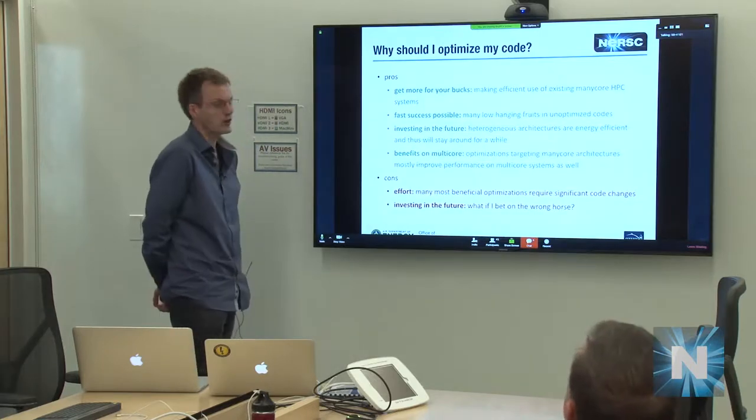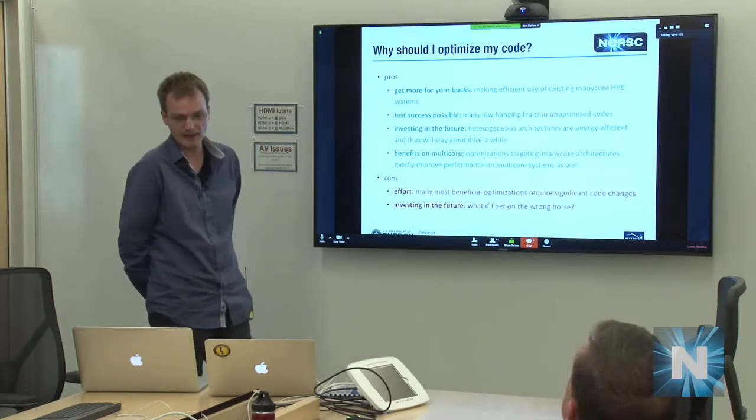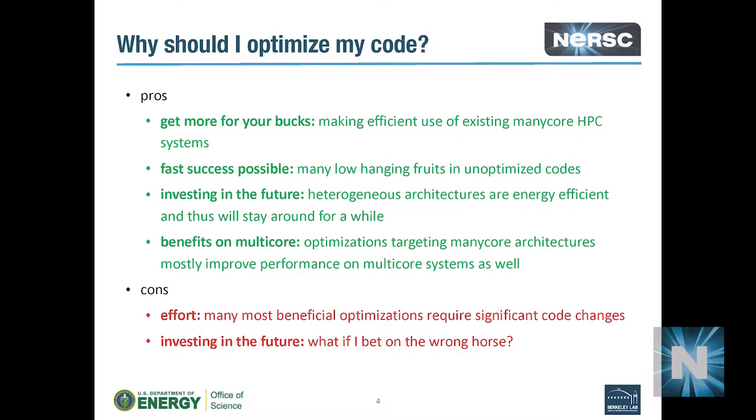The thing is that you should optimize your code. And why should you optimize your code? Okay, it's easy, right? You get more for your bucks, right? So you can make efficient use of Cori KNL. And I can assure you, if you have codes which are not really optimized at all, there is fast success possible, because when you just look into these codes, there are lots of low-hanging fruit you can just pick, and you might get a good speed up already.